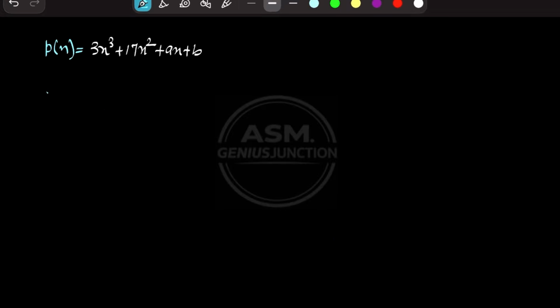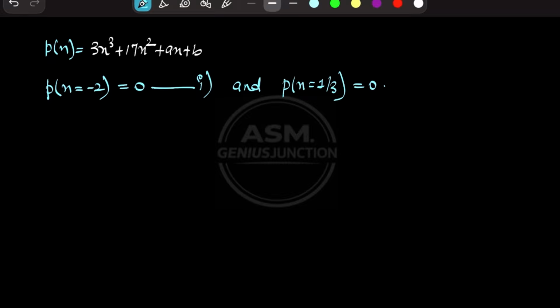So now we have two factors of p of x. So p of x at x equals minus 2 will give you 0, and this is going to be your equation number 1, and p of x at x equals 1 over 3 will also give you the value 0, because this is also a factor of the given polynomial. So without wasting time, let's quickly substitute x equals minus 2 in the polynomial p of x.